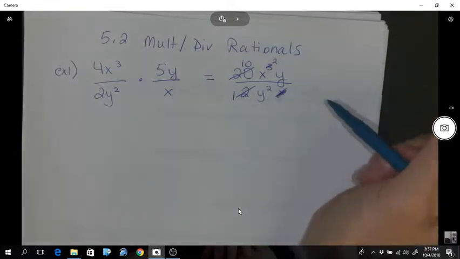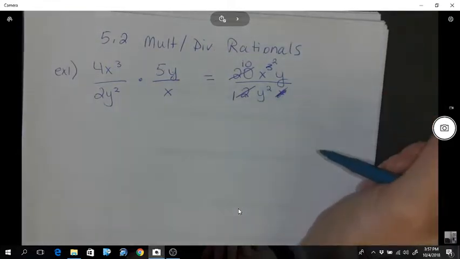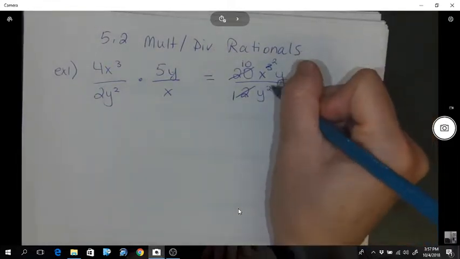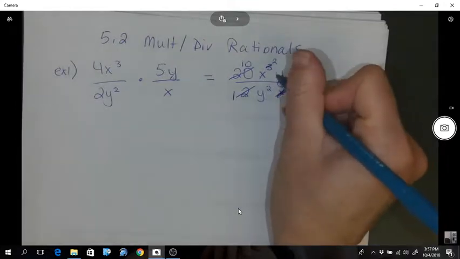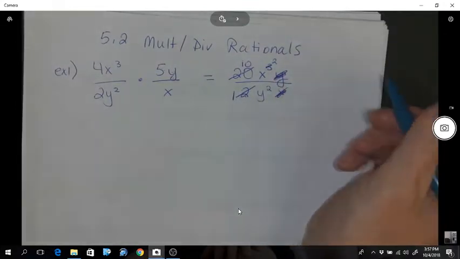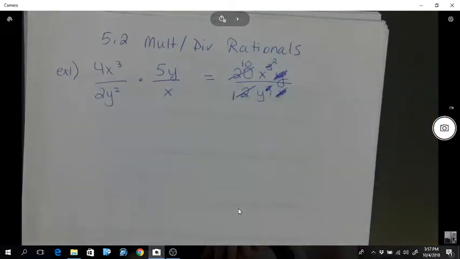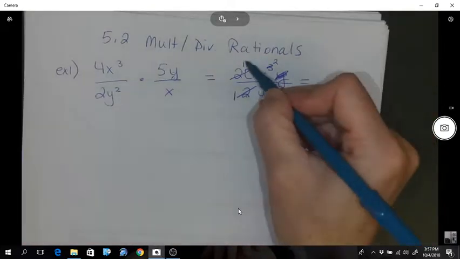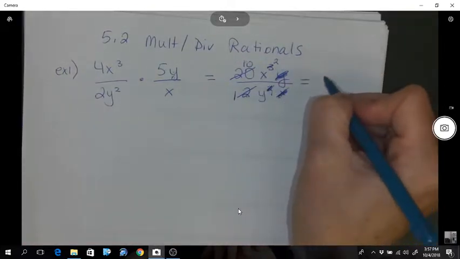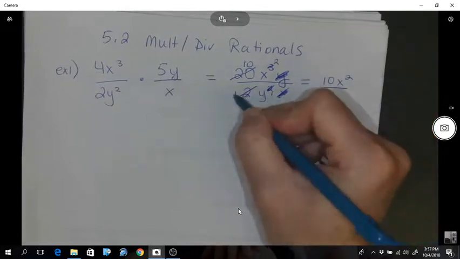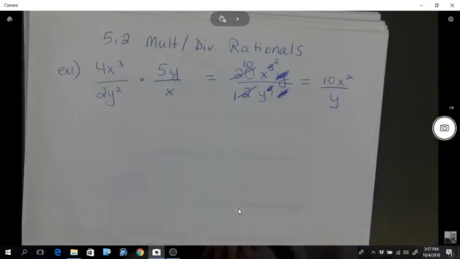It would cancel. And here I see I can take a y out of both. So if I take out a y, that's gone. If I take out a y, this would become a y to the first power, or just y. So my final answer is 10x squared over y.